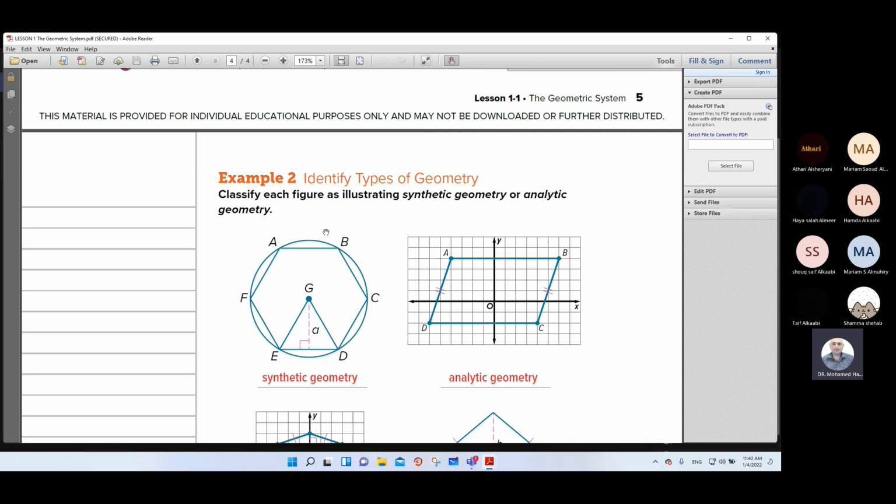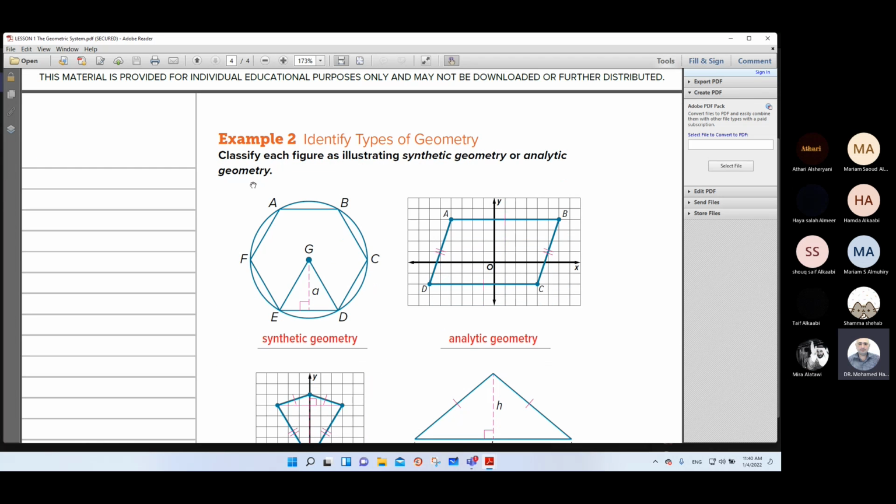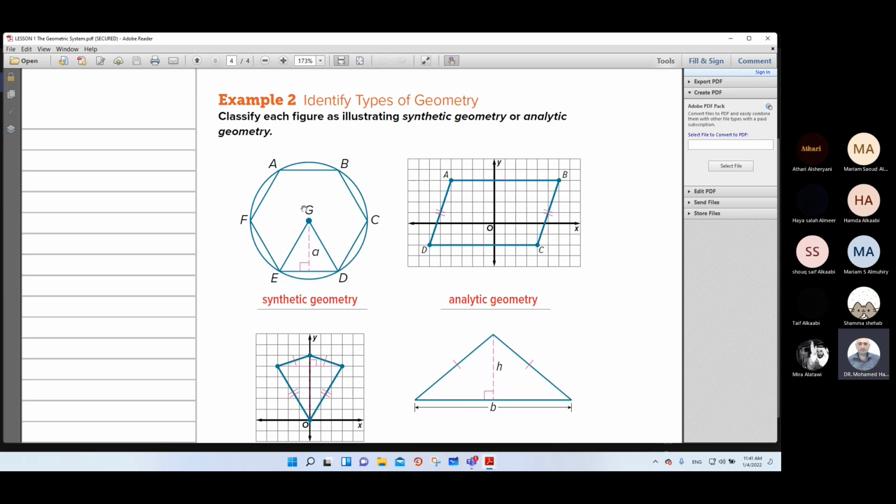For example, identify types of geometry. Classify each figure as scientific geometry or analytic geometry. The first figure, as you see here, this is scientific geometry. We don't have coordinates here. So this is scientific geometry.